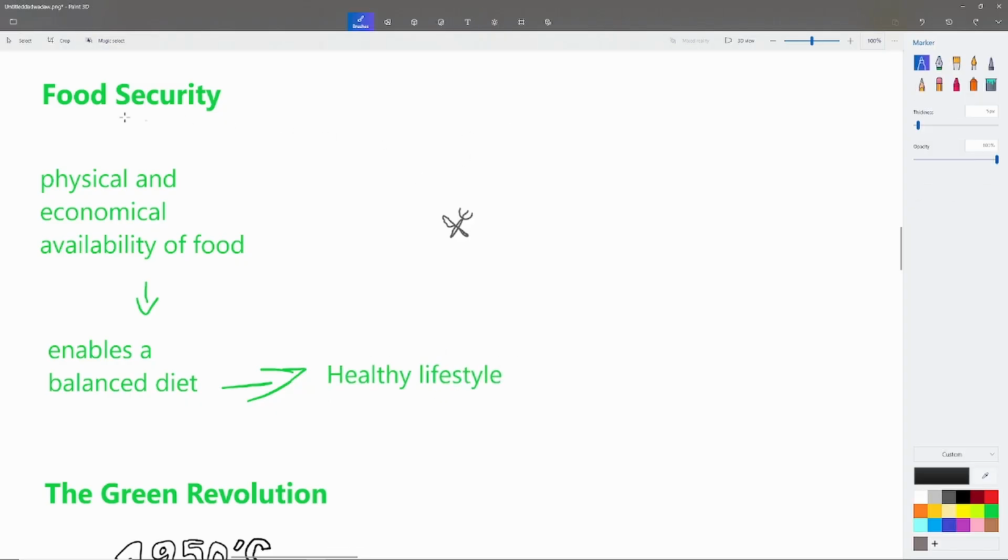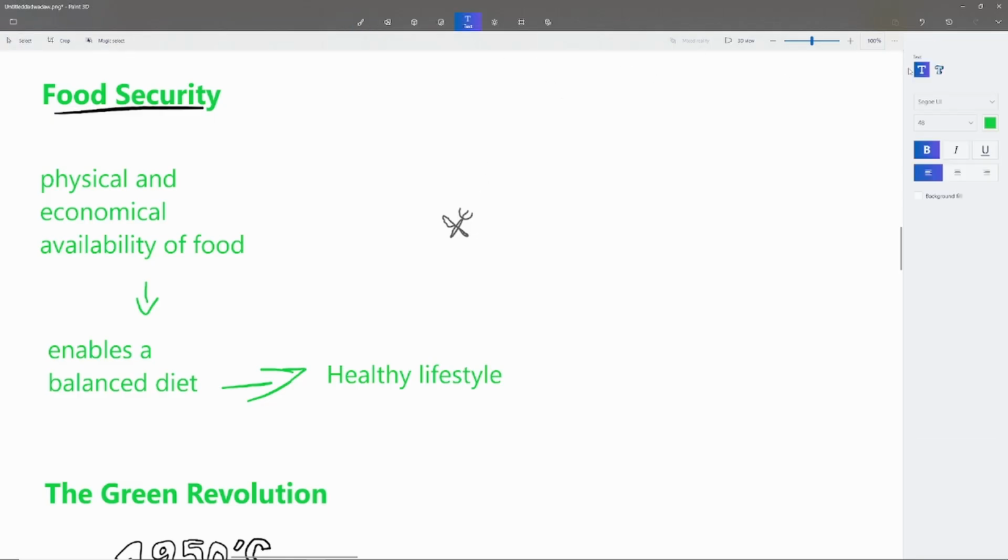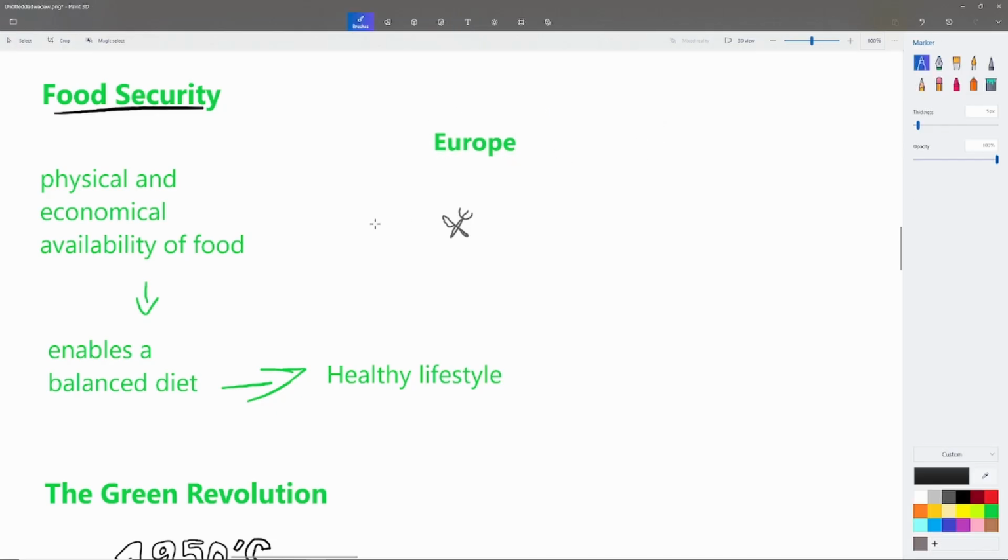However, if we look at the lack of food security, in many countries it is actually quite high. For example, if we look at Europe, the lack of food security, which means that people don't have access to food that allows them to have a healthy life and a balanced diet, is mostly between 0 and 10%.